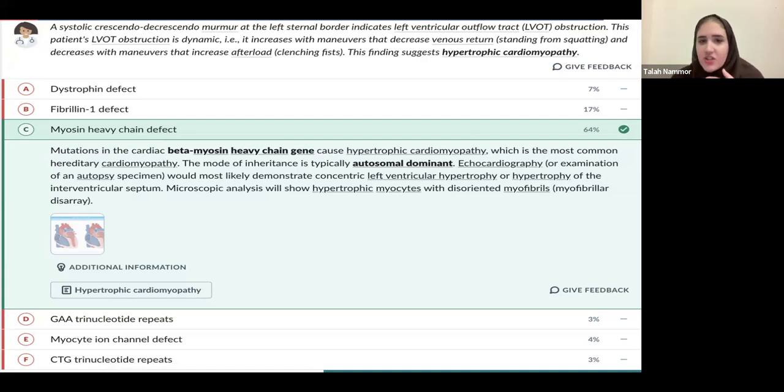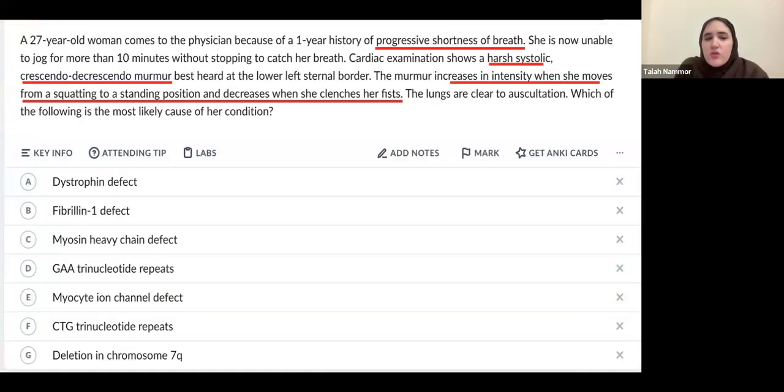So the valve itself is not affected. The murmur is not because of a valve pathology, but rather the hypertrophy of the interventricular septum is obstructing, so we get the crescendo decrescendo murmur. Okay? And here, honestly guys, I'm not sure if the doctor mentioned it, but the Valsalva maneuver and the clenching of the fist, if you saw something like that, directly know it's related to hypertrophic cardiomyopathy. Okay? Plus the patient was fairly young, 27 is really young. So you can kind of take it as a hint.